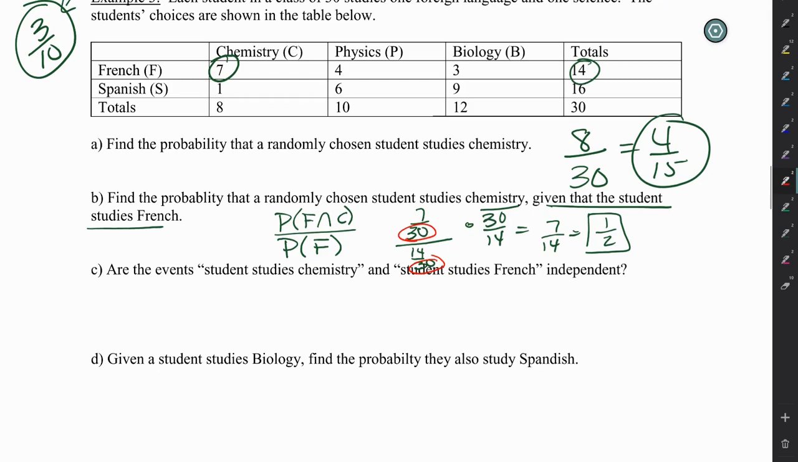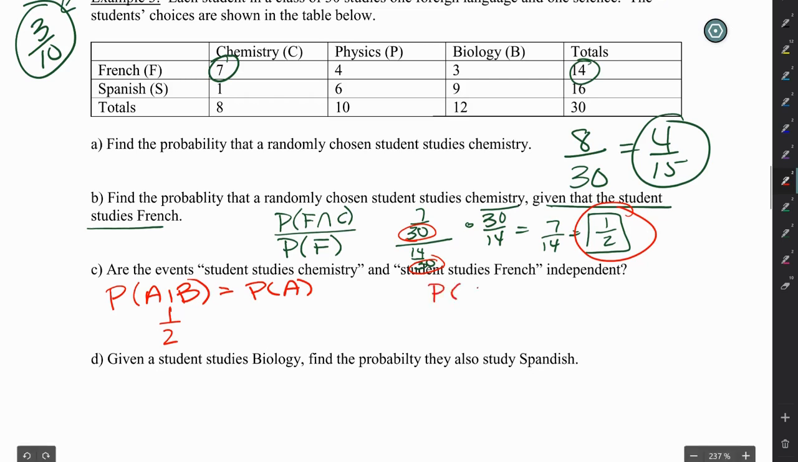Are the events student studies chemistry and student studies French independent? Well, if they're independent, then the probability of A given B should equal the probability of A. Because if they're independent, it doesn't matter if it's given we study the French. Okay, so we just did the conditional probability, and we found the conditional probability is 1/2. So that was the probability of chemistry given French. So with this logic, that means that the probability they study chemistry should be 1/2.